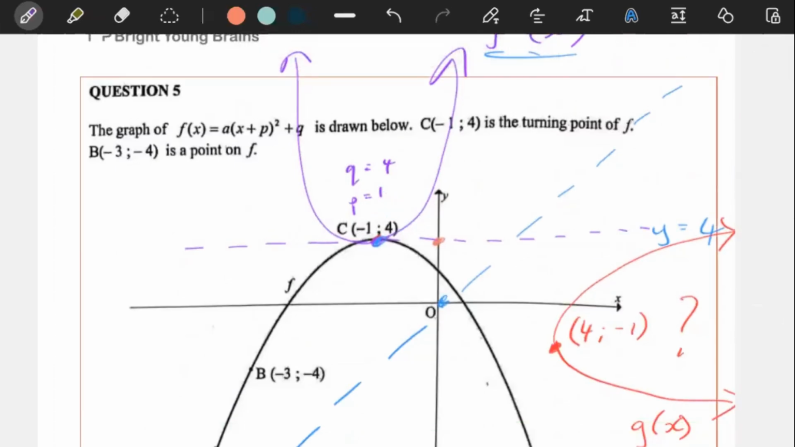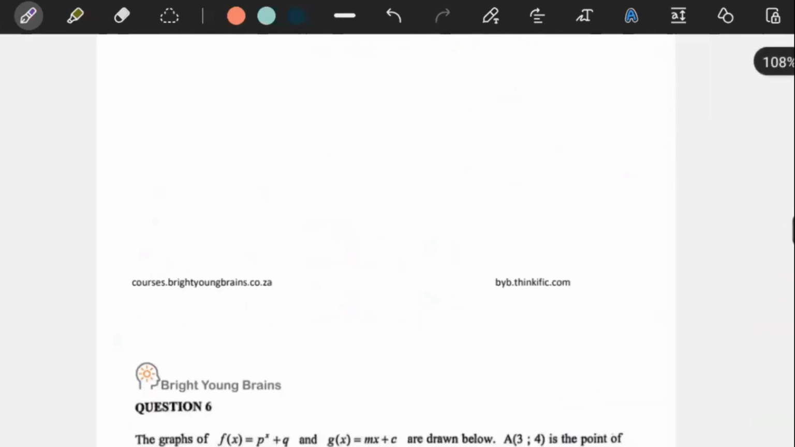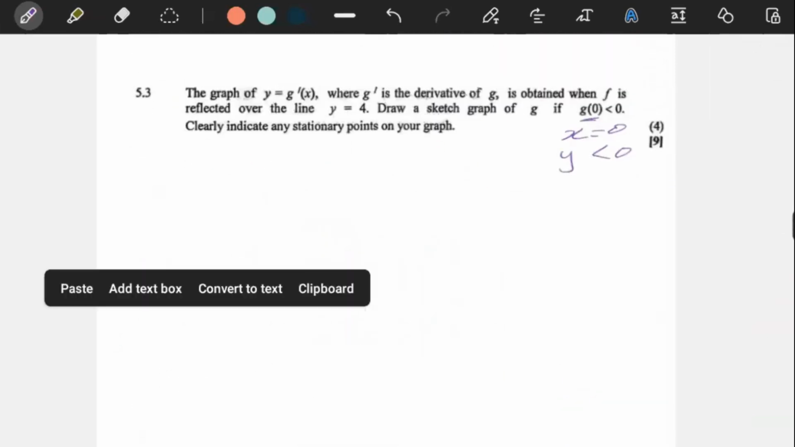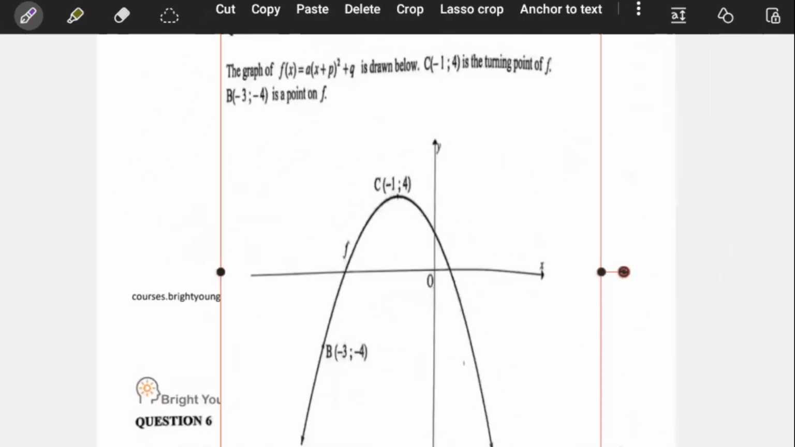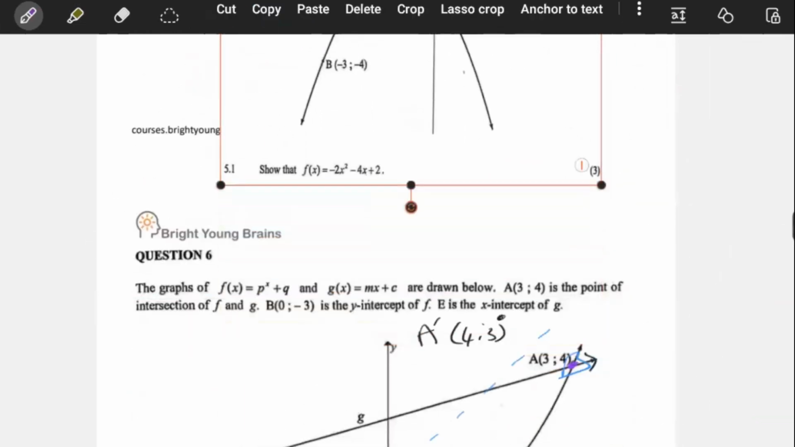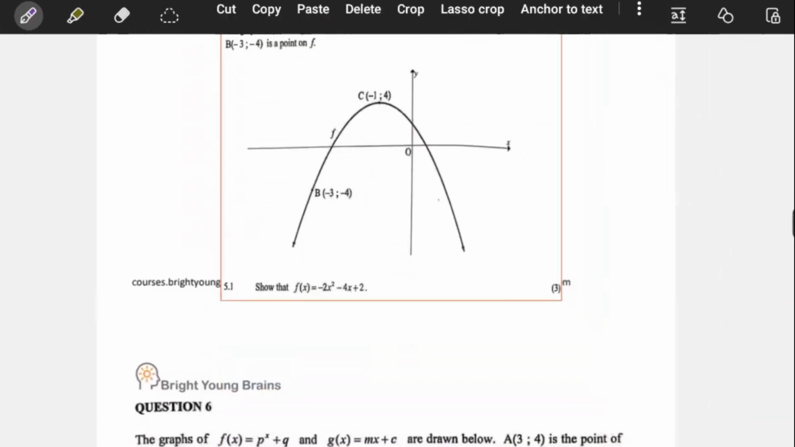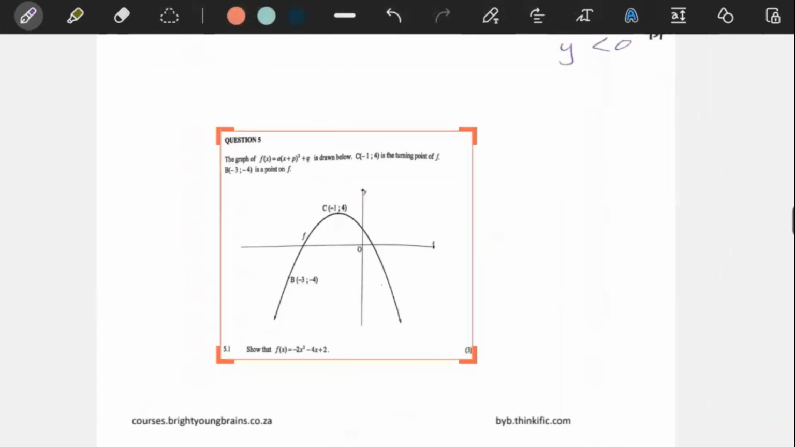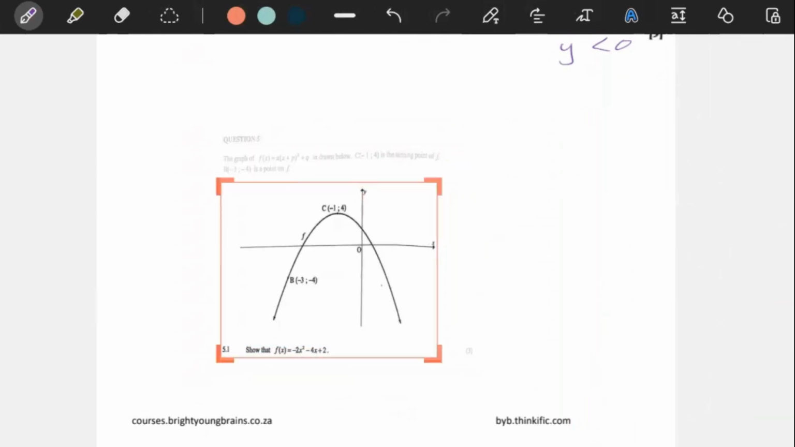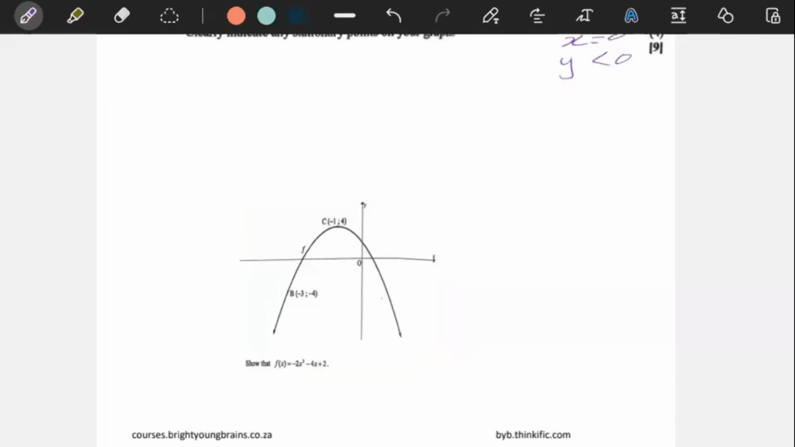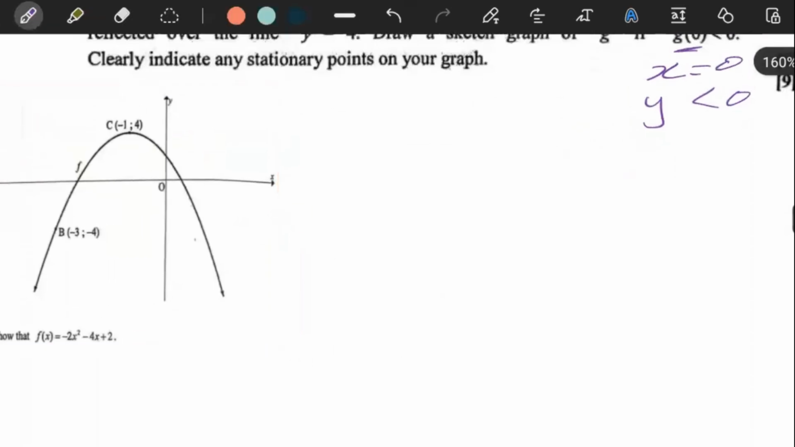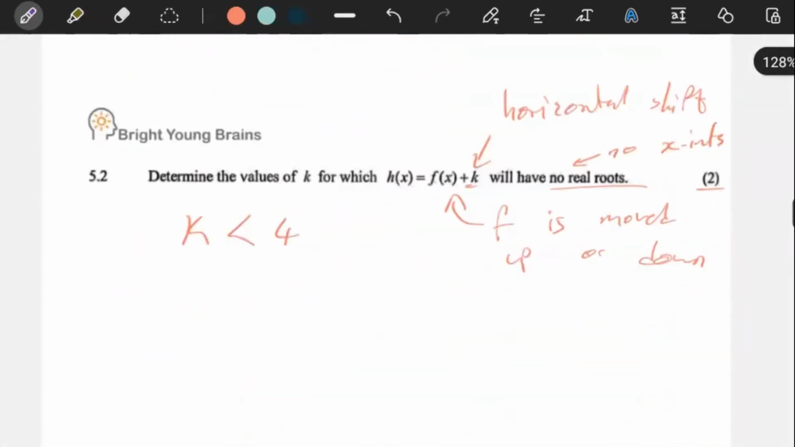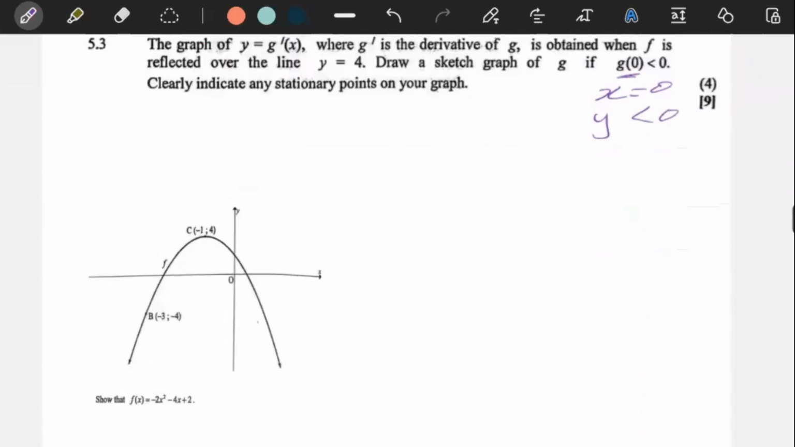So keeping in mind the image that we have been given, and if we just look at our question a bit more focused, we will see the following. First and foremost, we are seeing the image of f here. This is the image of f.